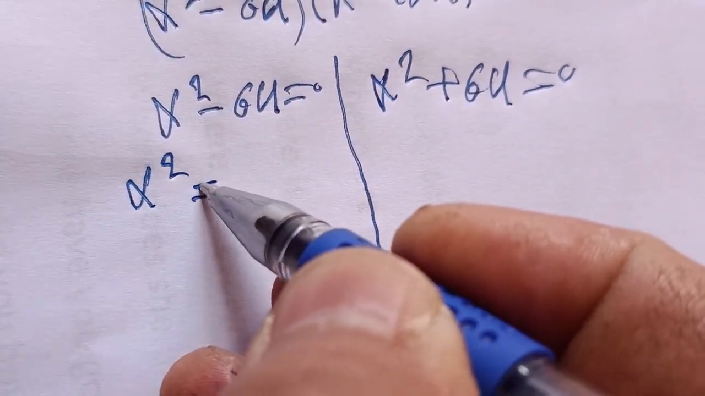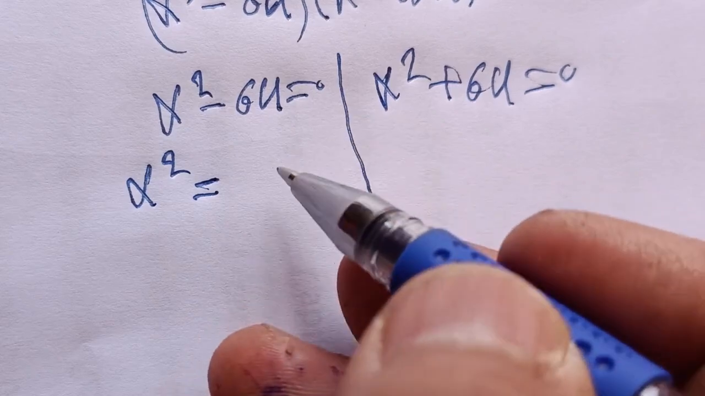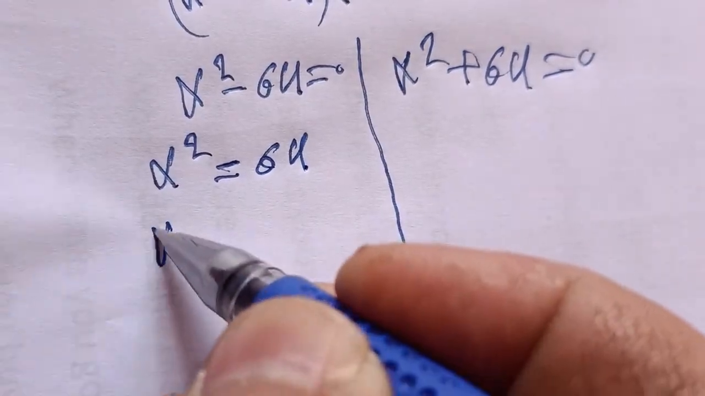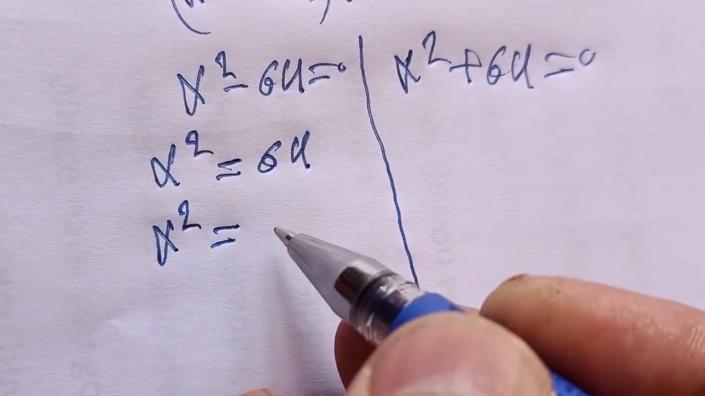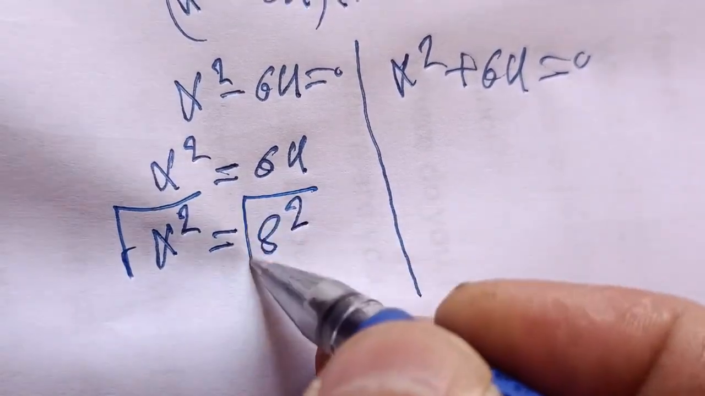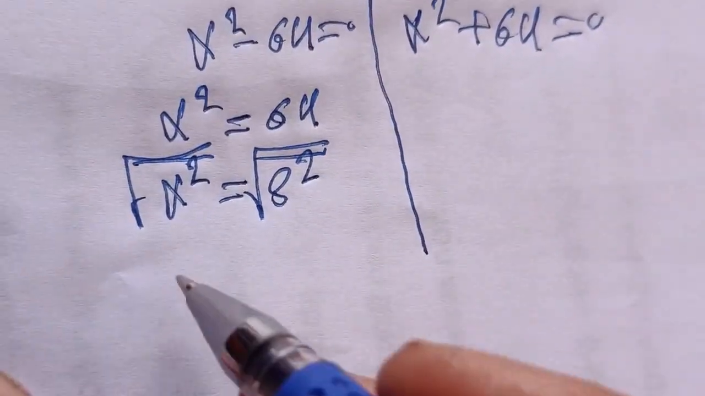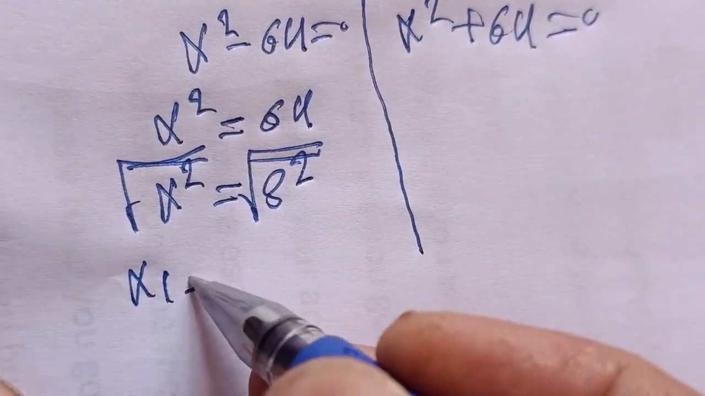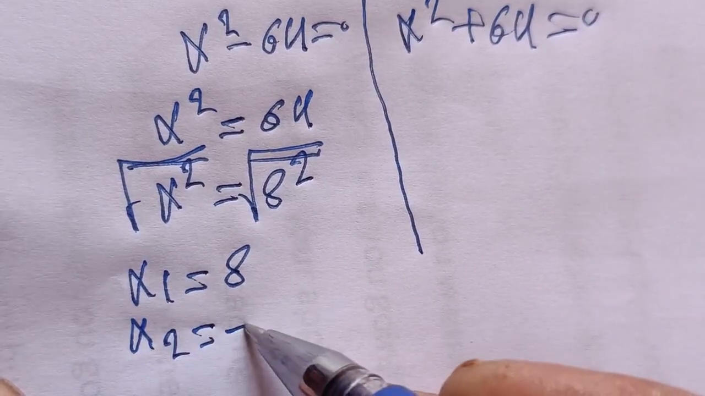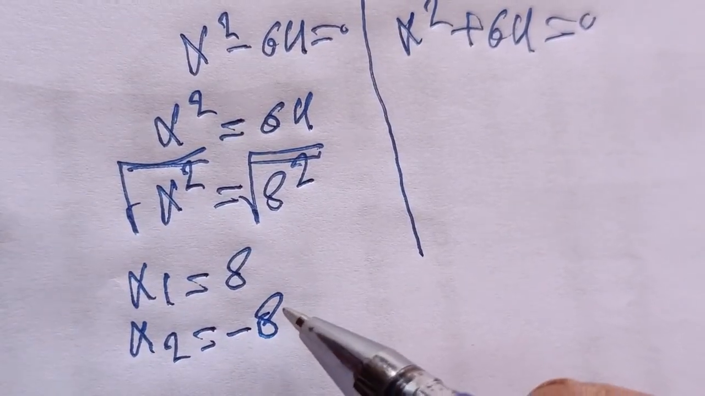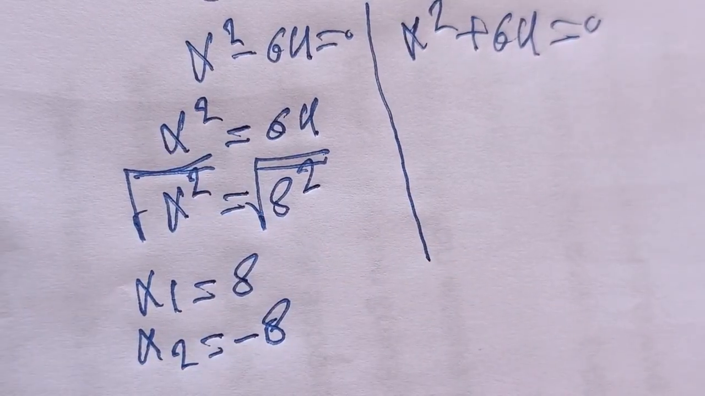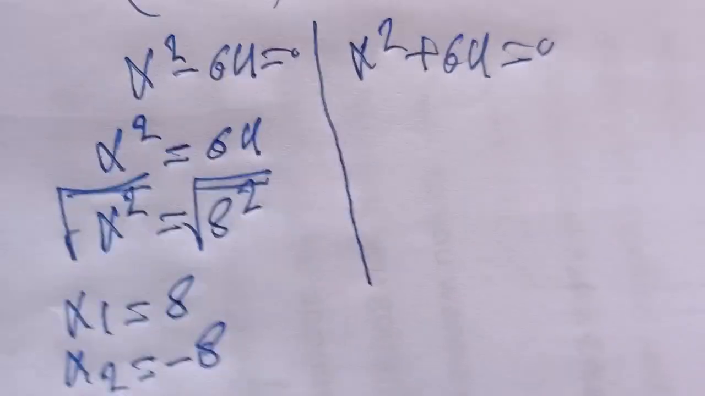For x squared minus 64 equals 0: move 64 to the other side of the equation, its sign changes. X squared equals 64, which can be written as 8 squared. Take the square root of both sides. The square and the square root cancel out. X1 equals 8, x2 equals negative 8. These are the real solutions.